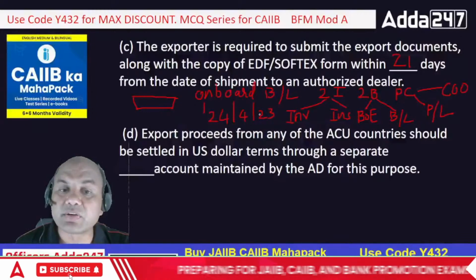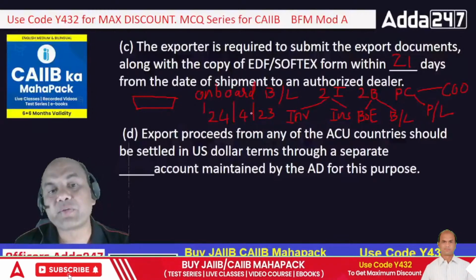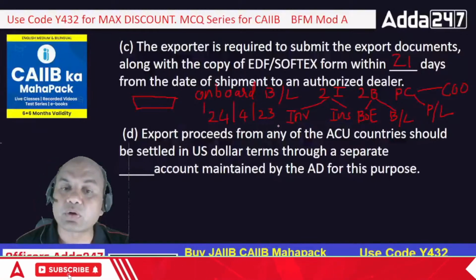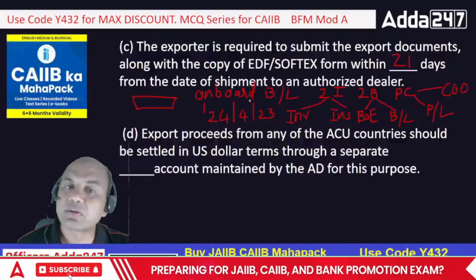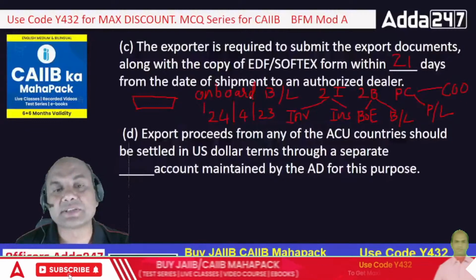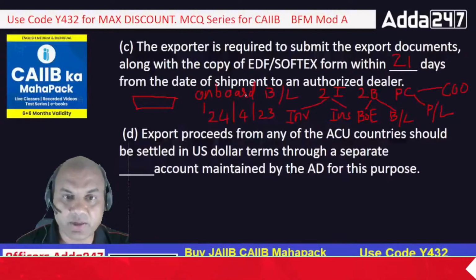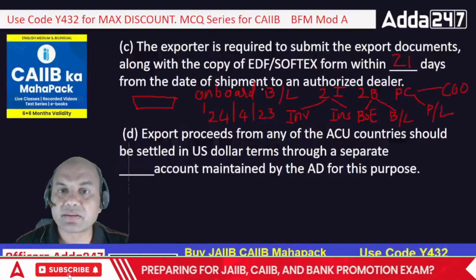So should I leave this 24/4? Yes. My 21 days start from the 25th, the next day. 24 is not counted in that. Okay. Got it, everyone? Type yes in the comment section if you have understood up till now. Clear, everyone? The idea?